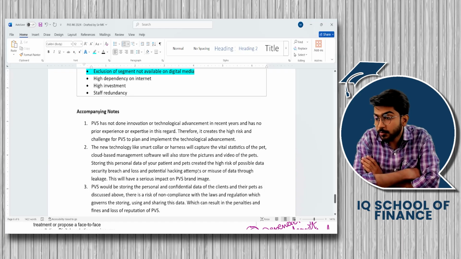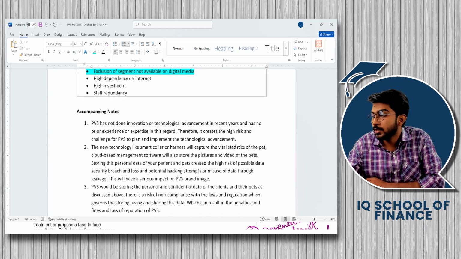Although the majority of the clients belong to the young and middle age group, there may be several clients who do not find themselves up to date with the technological advancement and would find it difficult to deal with the software for online booking as well as taking follow-ups. Excellent point, Shabnam. Good. Perfect point. You can use it in your answer.